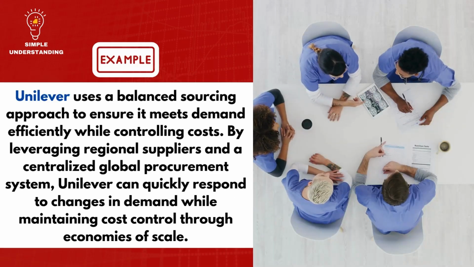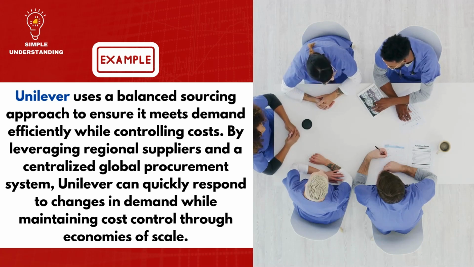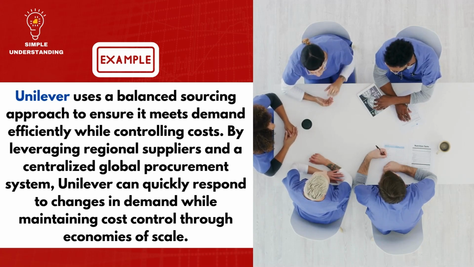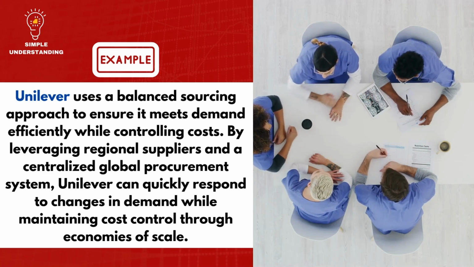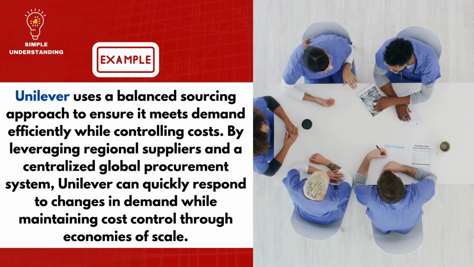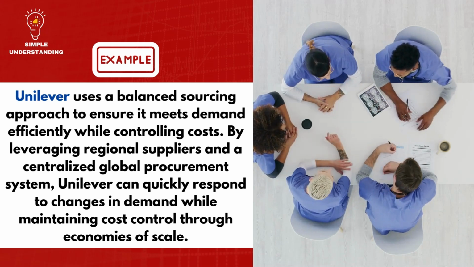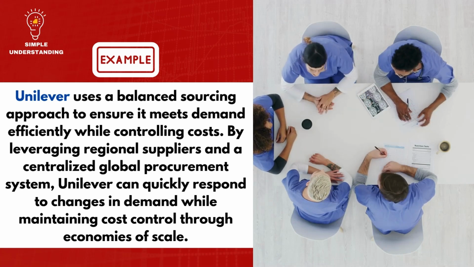Real company example. Unilever uses a balanced sourcing approach to ensure it meets demand efficiently while controlling costs. By leveraging regional suppliers and a centralized global procurement system, Unilever can quickly respond to changes in demand while maintaining cost control through economies of scale.